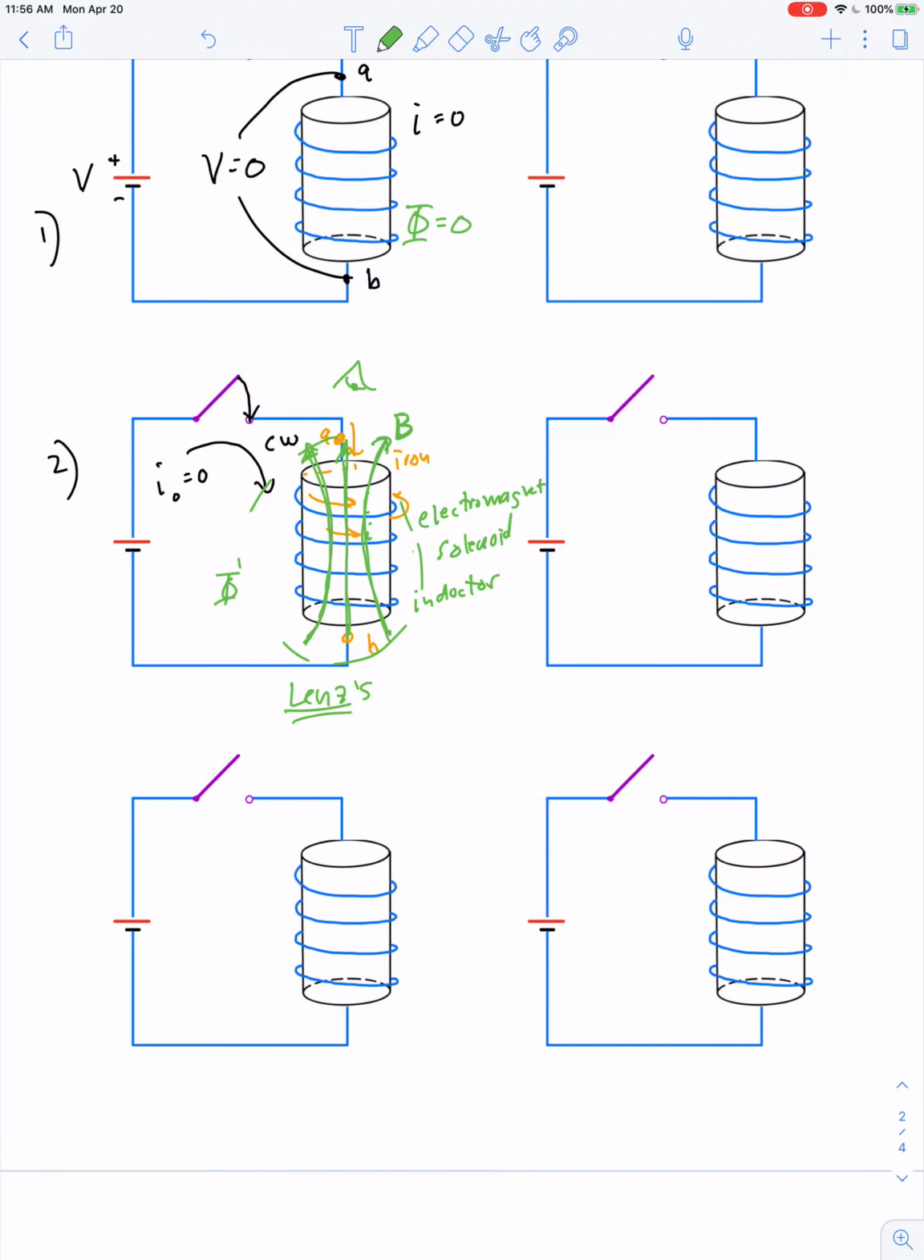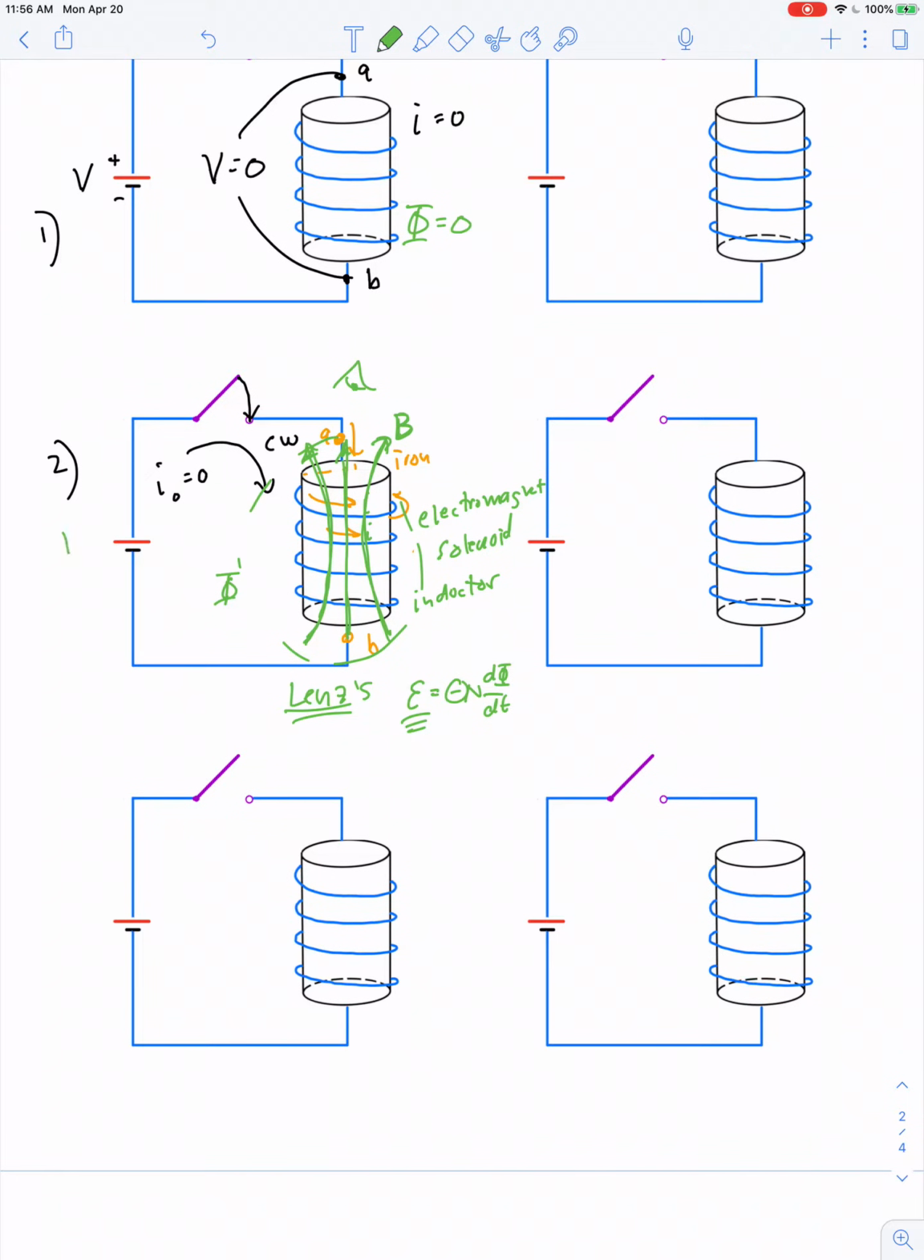Lenz's law tells us that there's always an opposition to the change in flux. Faraday's law says the change in flux can make a voltage, and that voltage would be equal to negative N times the rate of change of the flux. But it's Lenz's law that tells us the direction of the induced voltage.